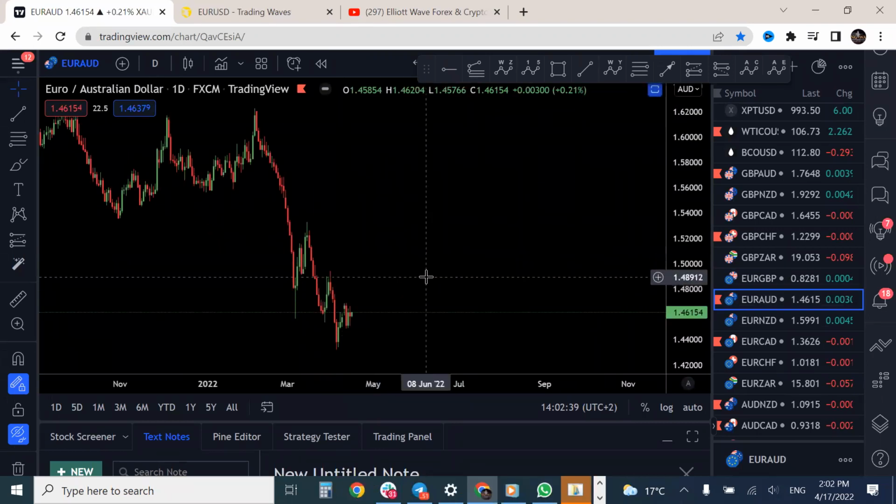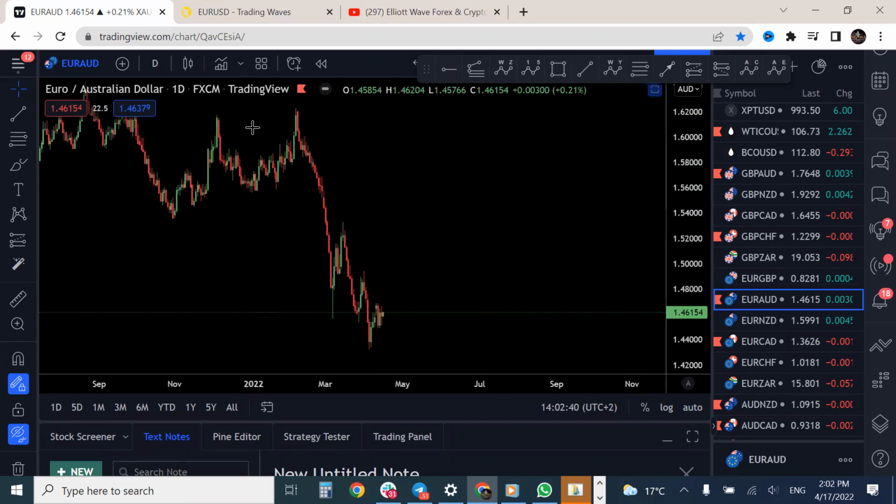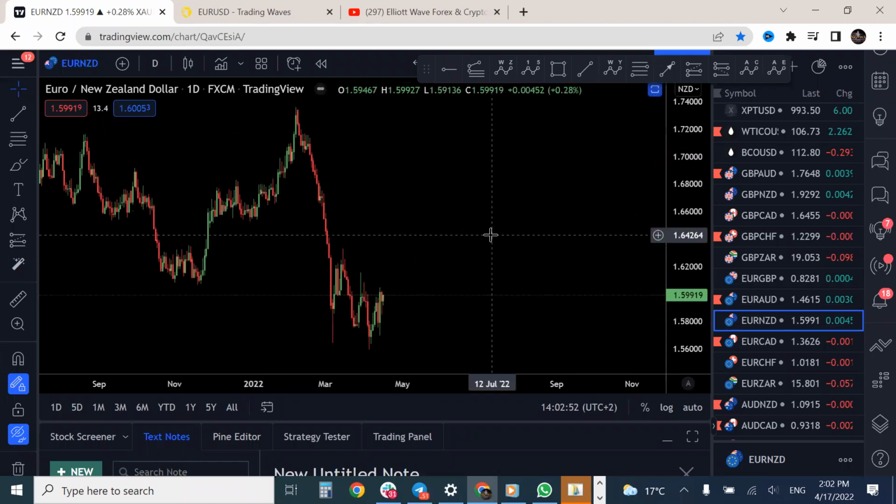Pound Aussie, rather Euro Aussie. Let's go to the Euro Aussie. We're simply going to expect this one to give us a three-wave pullback, but this is bearish, simply bearish. We're still going to see more downside. Even the Euro, it's simply bearish.